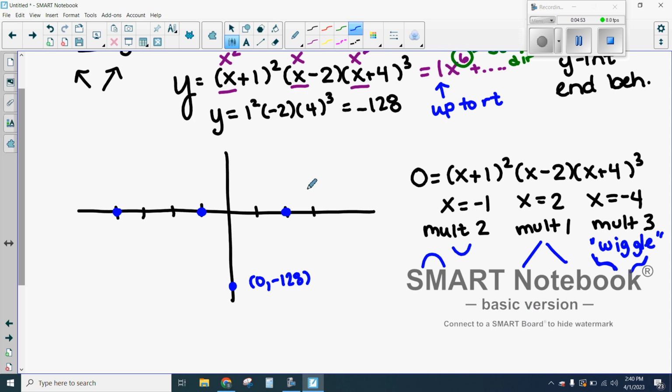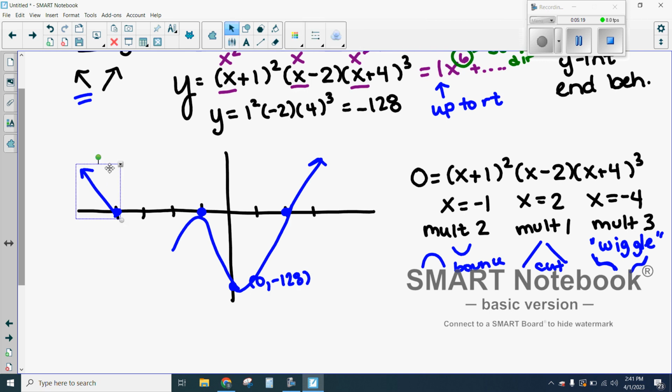Okay. So I know that my graph goes up to the left, it goes up to the right. I know at -1, I'm going to bounce. I know at +2, I'm going to cut through. I don't draw right to left very well. I'm going to bounce. And then I didn't draw this piece very nicely, so I'm going to get rid of him. And this one, when it wiggles, it needs to just be a little bit flatter like that. Okay. Different than cutting straight through like we did right here.